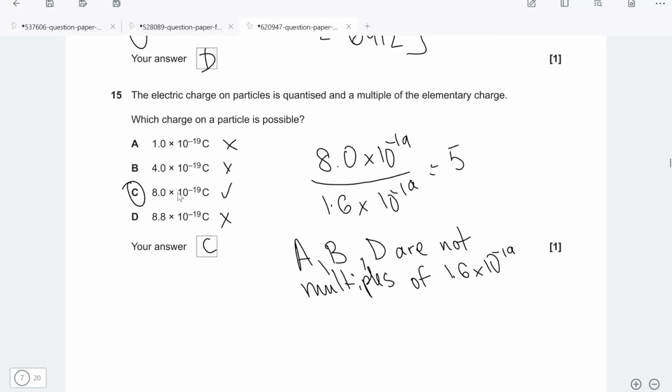However, 8.0 times 10 to the power of minus 19 is a multiple. This is equal to 1.6 times 10 to the power of minus 19, 5 times. Therefore, essentially this is the charge of 5 electrons. So A, B, and D are not multiples, C is, and that's why this is the correct answer.